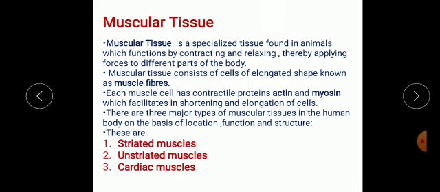Muscular tissue is a specialized tissue found in animals which functions by contracting and relaxing, thereby applying forces to different parts of the body. Muscular tissue consists of cells of elongated shape known as muscle fibers. Each muscle cell has contractile proteins, actin and myosin, which facilitate shortening and elongation of cells. There are three major types of muscular tissues in the human body on the basis of location, function and structure. These are striated muscles, unstriated muscles and cardiac muscles.